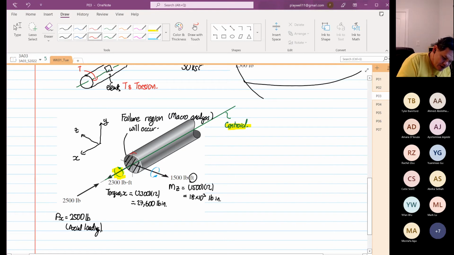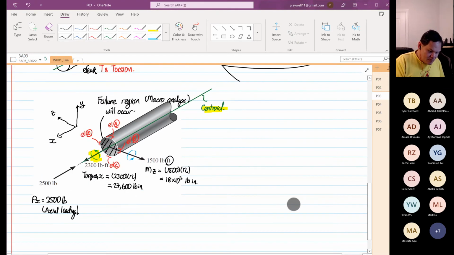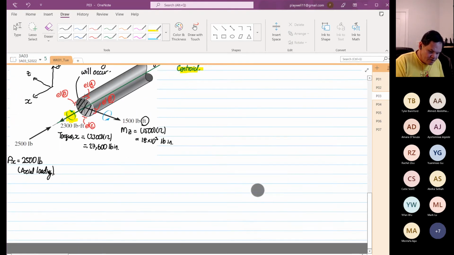So this is our element A. Over here, I'm going to put our element B. Down here, our element C. And over here, our element D. Okay, so we have element A, B, C, D. So I'm going to draw this out now.